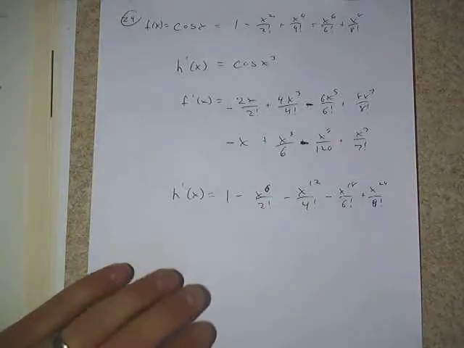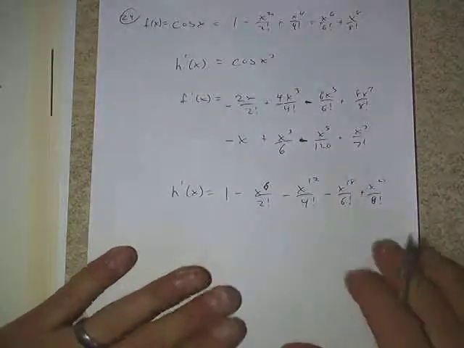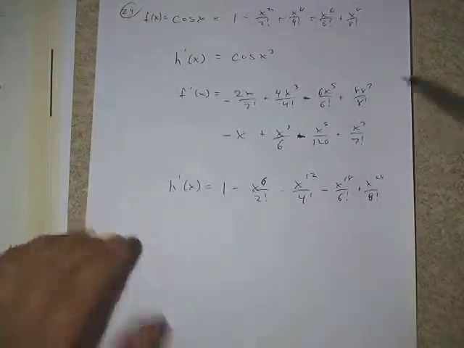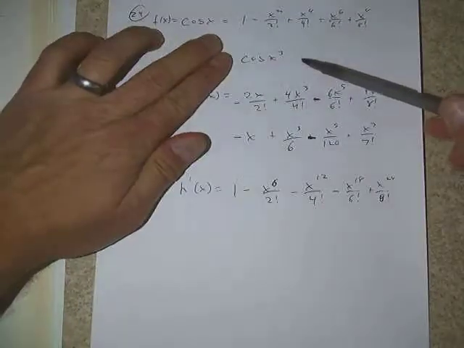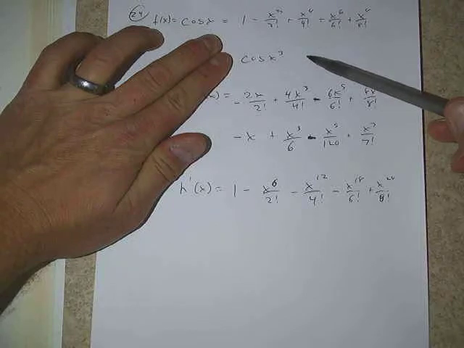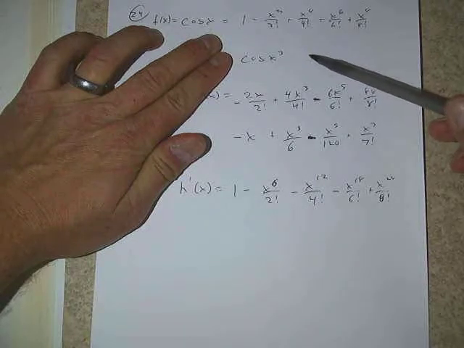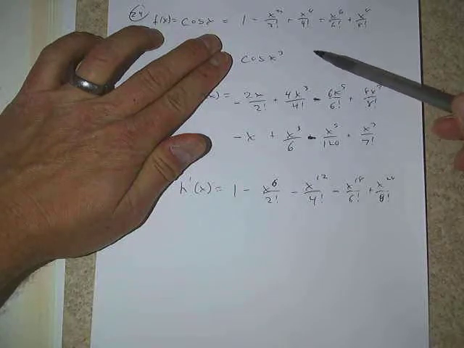In there, we'd have x to the 12th over 4 factorial. We'd have an x to the 18th over 6 factorial. We'd have an x to the 24th over 8 factorial. Okay. And so on. Again, we could go as many of those as we need to go.